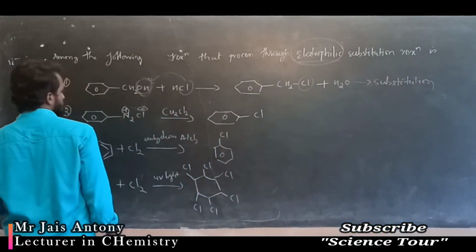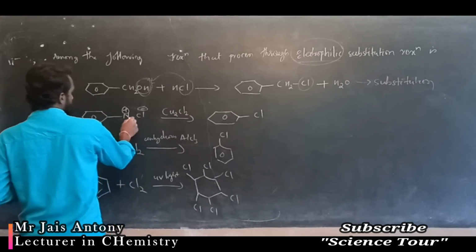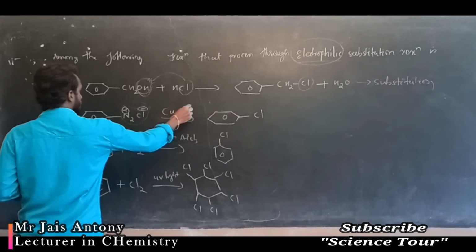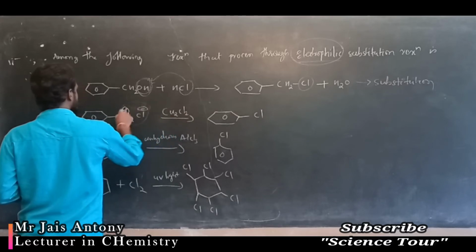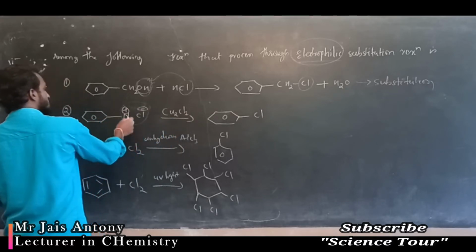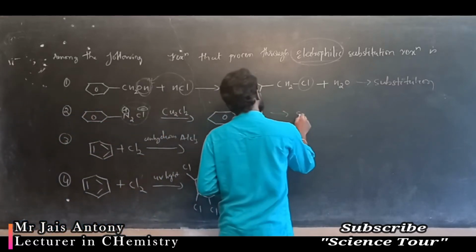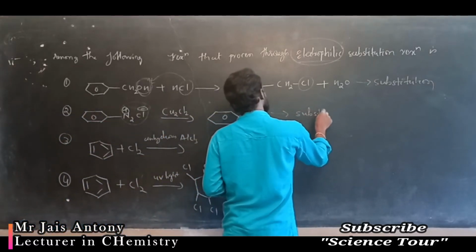Okay. Next, here N2 and Cl are there. This is removed by reaction with copper chloride, and chloride is added here. That means this is removed and chloride is added. So this is also a substitution reaction.